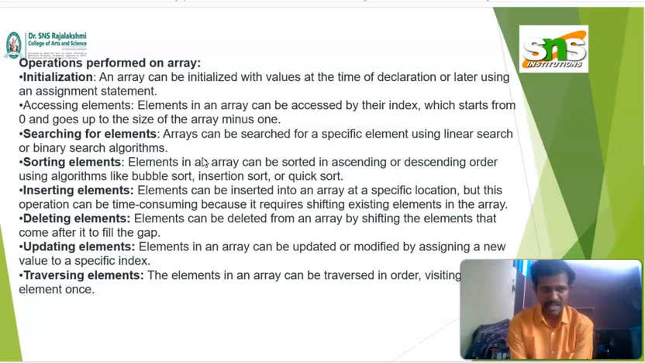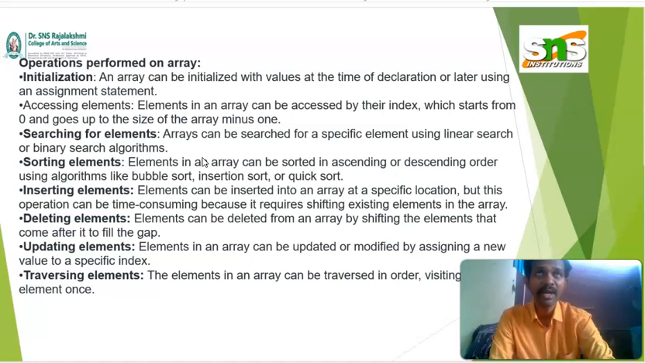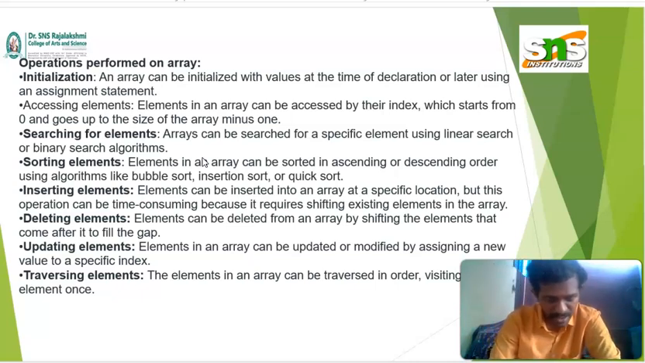So next one, searching for elements. Here, how can we search for elements? Arrays can be searched for a specific element using a linear search and a binary search algorithm. So here we have to use two types of algorithm for searching elements. Basically, the first one is a linear search and the second one is a binary search.